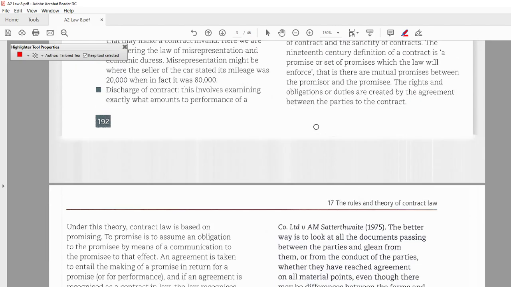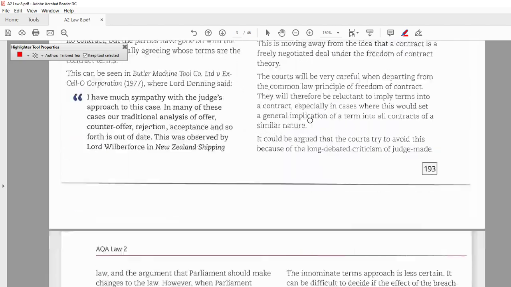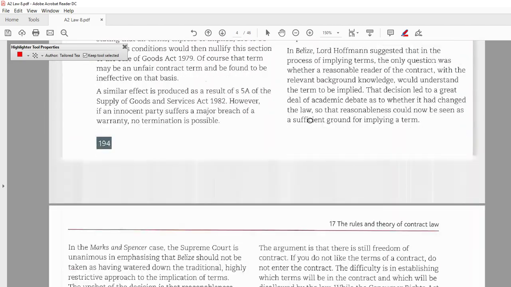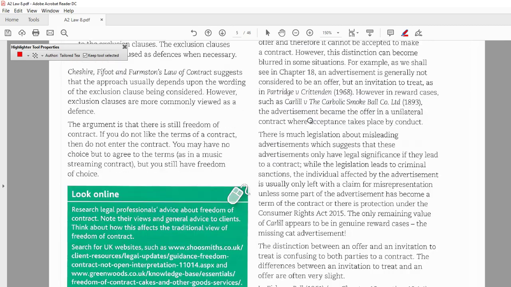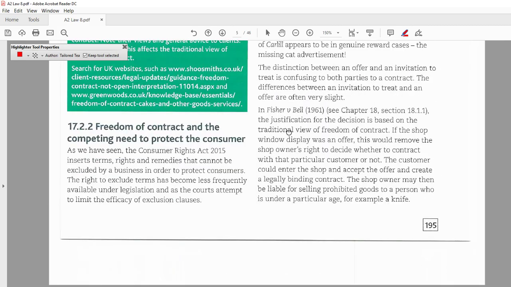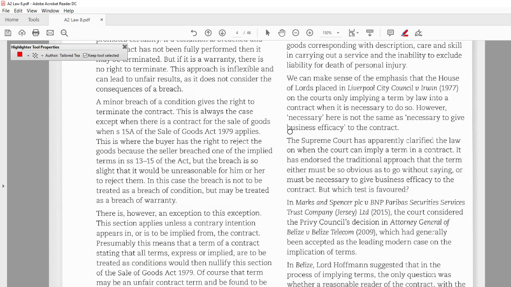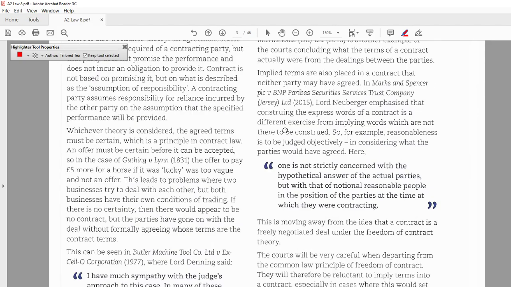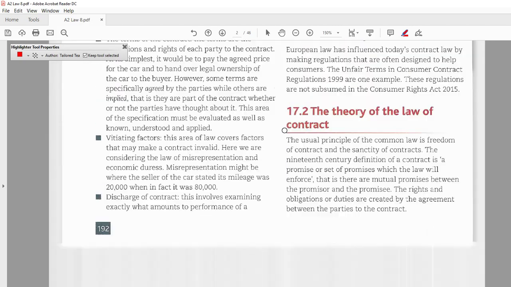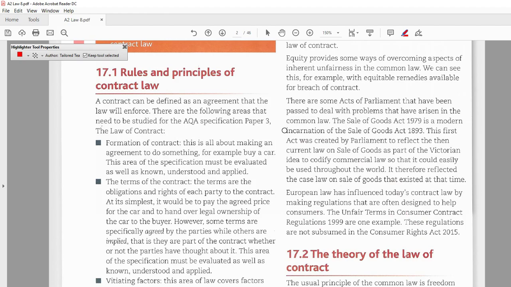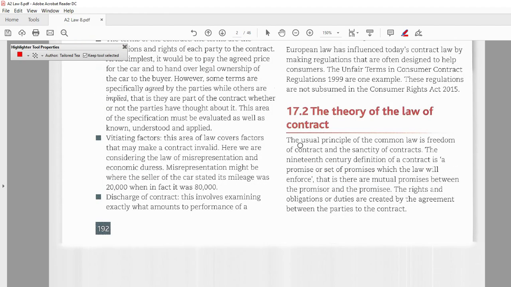So it goes on, basically talking about formation, right? And the bit which is important in the next page or so is just one concept: the freedom of contract. Yeah, the freedom of contract. So if you look here, the theory of law, or the theory of the law of contract, the usual principle of common law is the freedom of contract. You see that concept there? That is the concept that you need to know about.